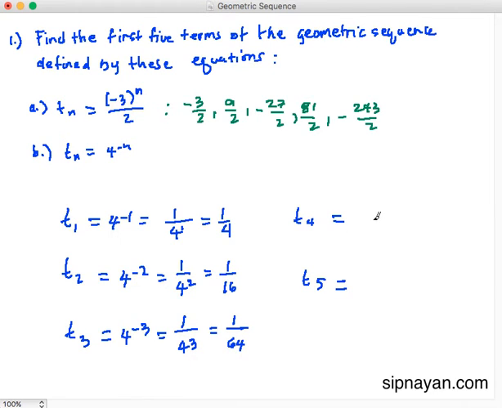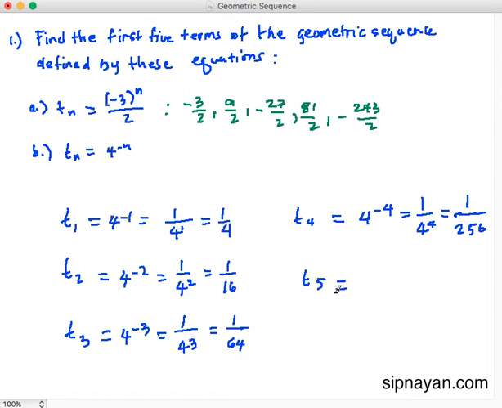So 4 to the negative 4 is 1 over 4 raised to the 4th, which is equal to 1 over, what is 64 times 4? 4 times 4 times 4 is 64, and then we still multiply 64 by 4, that's 256, I think. Okay, 4 times 4 is 16. Tapos 60 times 4 is 240. 240 plus 16 is 256.